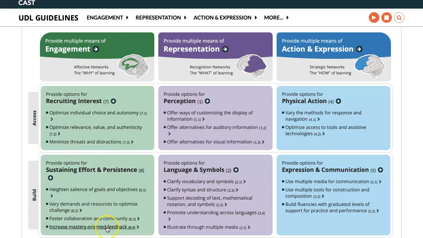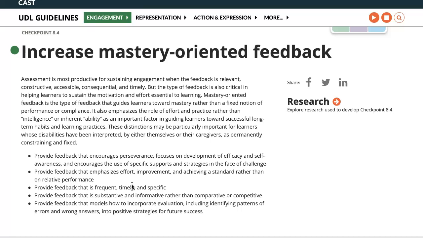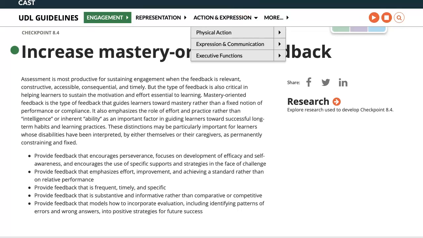And then our next UDL that I had was increase mastery-oriented feedback. So instead of having grades that just tell you how many points you got on an assignment, looking at having your grades and your feedback align with your mastery goals and your learning goals. So the resource that I found for mastery-oriented feedback is actually very similar to the one that I'm using right now, which is a screencaster.